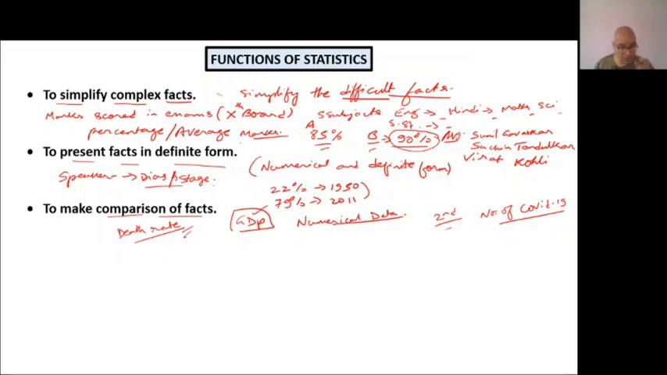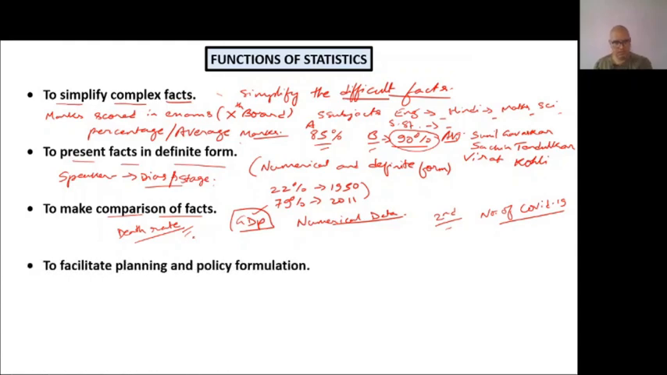So until and unless we have a recovery rate number, until and unless we have a death rate number, how will we make the comparison? Because the populations are very different. The size of population is different in Spain than in India. But still, if we have a numerical fact with us, then we can easily compare. So making comparison becomes much easier with the help of statistics.